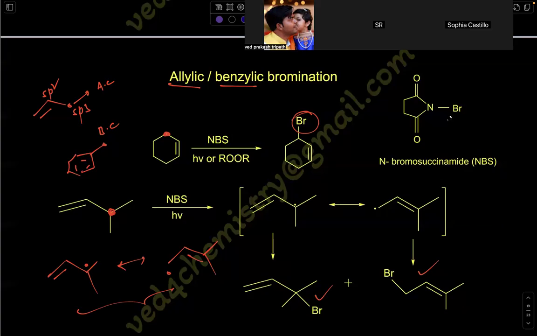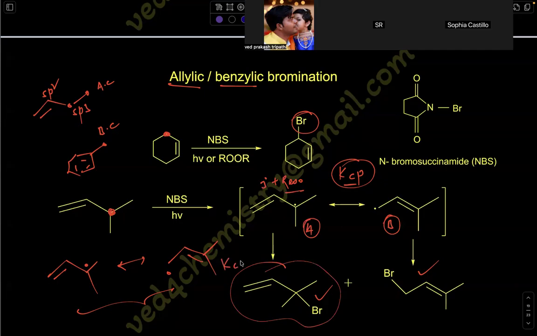Is the left one more stable? Listen to me here. It depends on KCP and TCP. KCP is when the intermediate is more stable. If you compare A and B, these are my intermediates. Which intermediate is more stable? A, yes, because it is tertiary plus resonance. So this product is the KCP product because the intermediate is more stable.